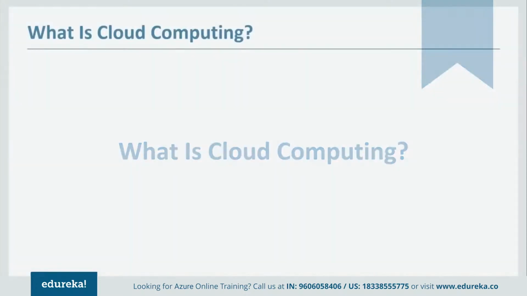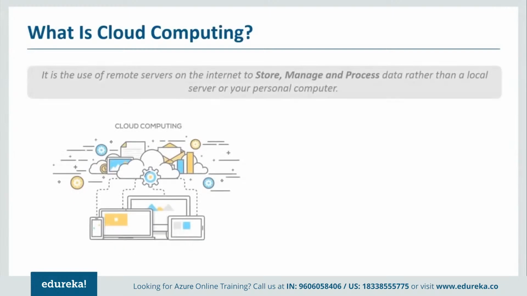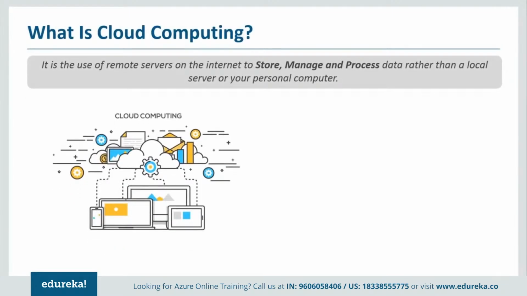So first and foremost, let's take a look at what the definition has to say. It says it is the use of remote servers on the internet to store, manage and process data rather than doing it on a local server or a personal computer. And it is absolutely correct. So basically what is happening in cloud computing is you are moving your on-premise resources applications to cloud.